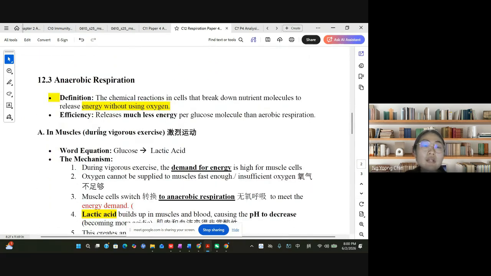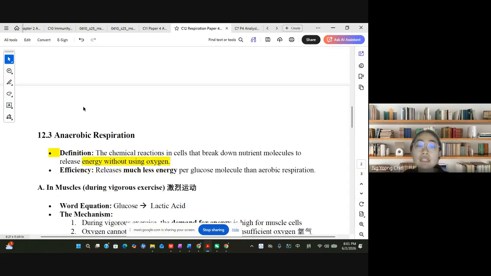Okay. And then you have the anaerobic respirations. So it refers to chemical reactions in the cell. They will just break down nutrient molecules to release energy. See, break down nutrient molecules to release energy without oxygen. Okay, just out in the oxygen.